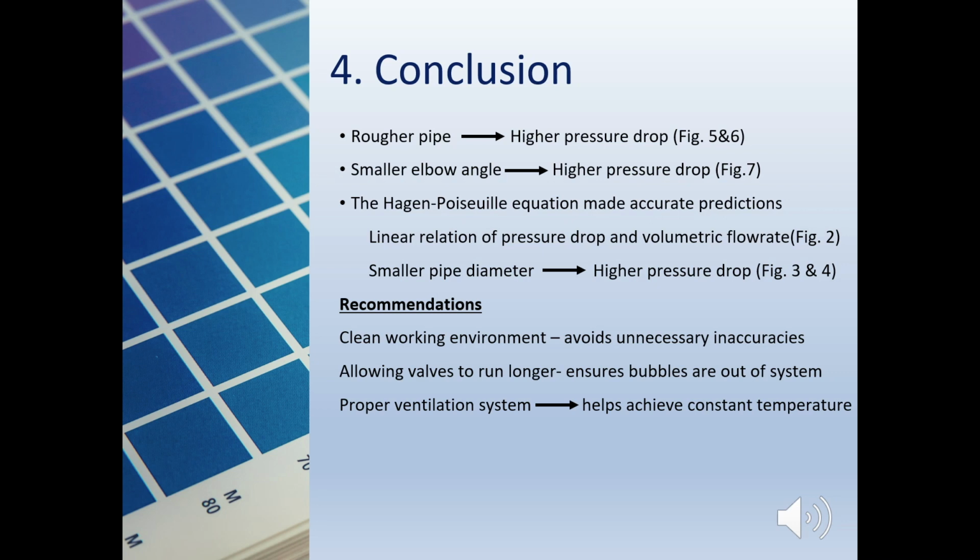We have also come to the conclusion that the Hagen-Poiseuille equation was accurate in predicting the trends and relationship of the parameters that were being changed in this experiment. From the equation, we were expecting a linear relationship between pressure drop and volumetric flow rate, and we were also expecting an inverse relationship between pressure drop and pipe diameter, and both those expectations were met.